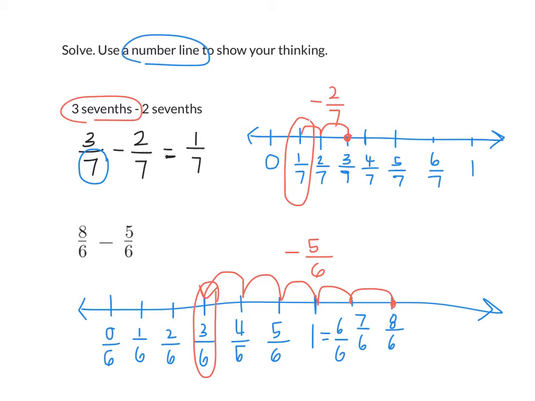3/6. Does that work out with what we know? If I have 8 of something and I take away 5, do I end up with 3? Good. So you need to be able to show that using a number line.